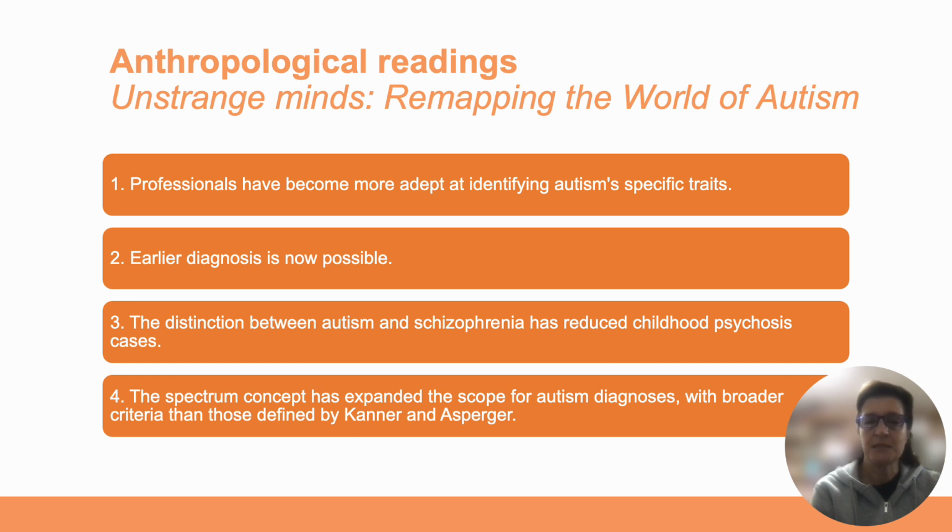Third, the distinction between autism and schizophrenia has reduced childhood psychosis cases. Fourth, the spectrum concept has expanded the scope for autism diagnosis with broader criteria than those defined by Kanner and Asperger.